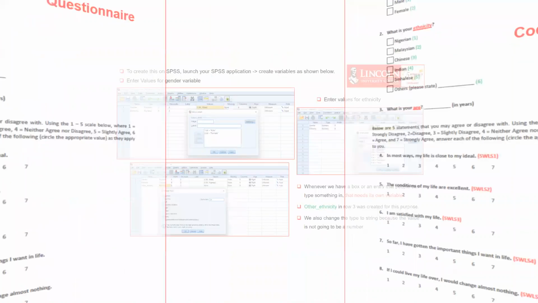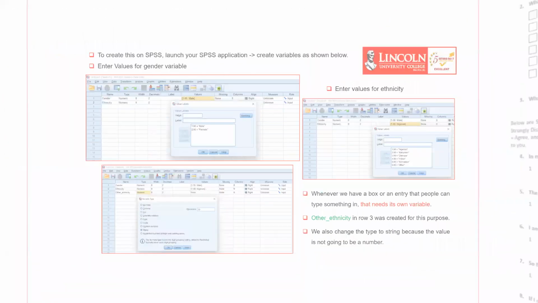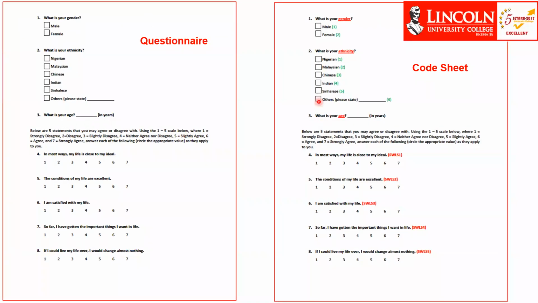Then you have ethnicity. Now to enter values for ethnicity, you have 1, 2, 3, 4, 5, 6. Now we have another option here, which is others, please state. So meaning that the option is not listed here, so your user will need to type in or write in their answer into this place.